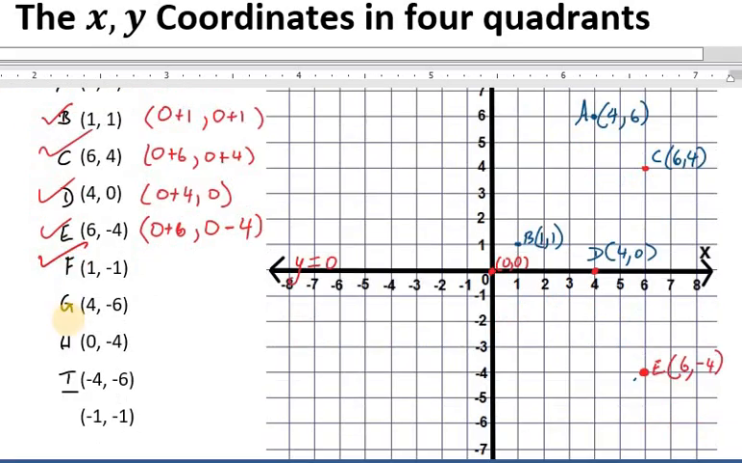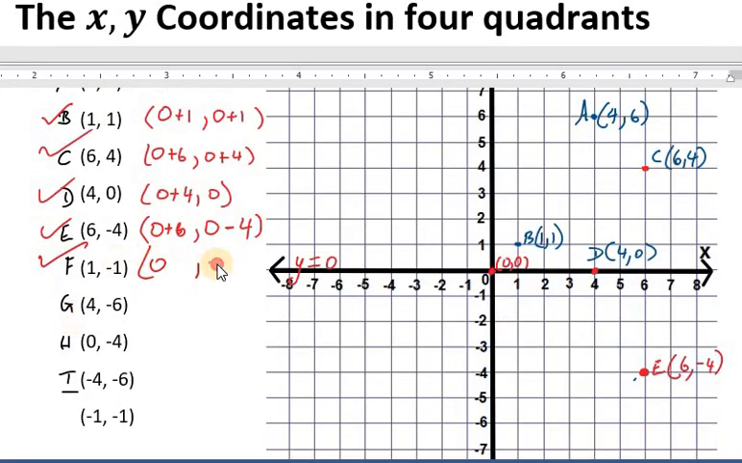Let's look at point F. Again, we start at the origin. And since positive 1, we only shift 1 unit to the right. And since negative 1, we shift 1 unit downwards. So point F, we start at the origin and we shift 1 unit to the right and then 1 unit down. So this is our point F, located at 1, negative 1. Point G, starting out at the origin again, we're going to shift 4 units to the right since it's positive and 6 units downwards since the y coordinate is negative. So we go 4 to the right and 6 units downwards.